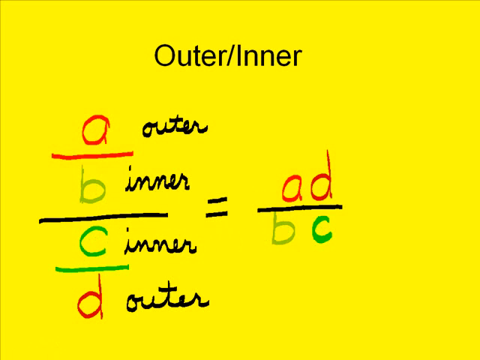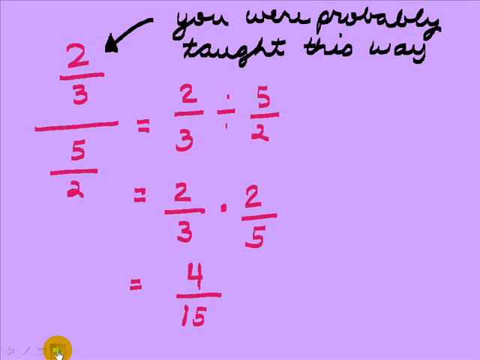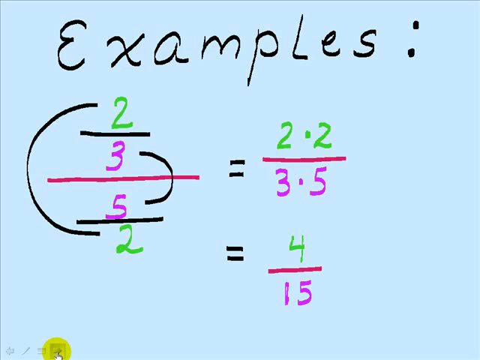But before we do, I'm going to show you the way you probably learned to do division of fractions. Here you were probably taught to take 2/3 divided by 5/2 and write it as 2/3 with a division symbol divided by 5/2. And then you were told to take the first fraction, keep it the same, change the operation to multiplication, and multiply by the reciprocal of the second fraction, which is 2/5, and perform the multiplication of fractions and get 4/15. Now I'm going to show you how, using outer-inner, you can get the same answer.